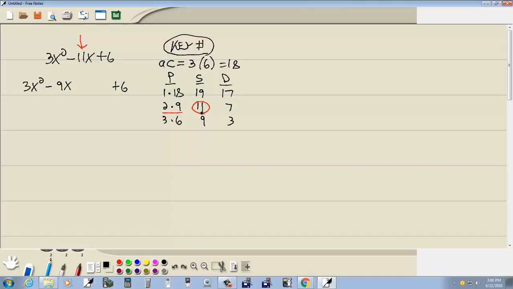The number we circled is in the S column, S for same signs, both positive or both negative. If the number's in the difference column, that means one will be positive and one will be negative. Since this is in the S column, they'll both be the same sign, so if the 9 is negative, the 2 has to be negative.